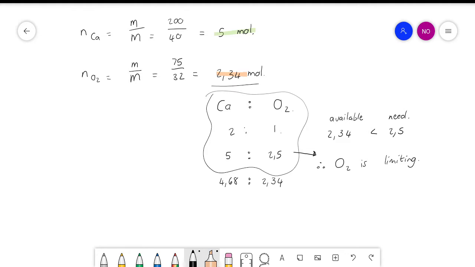Okay. But you can't simply stop with the mole calculations, because like I said, we can't say we have less mole of oxygen than calcium. That is why oxygen is limiting. You have to put it into that base relationship.